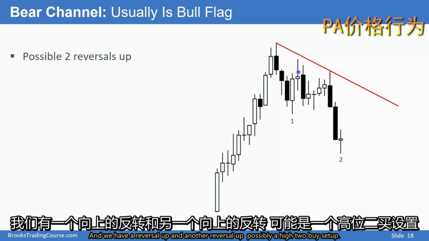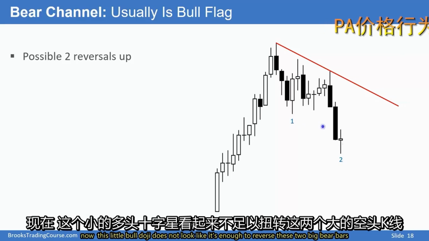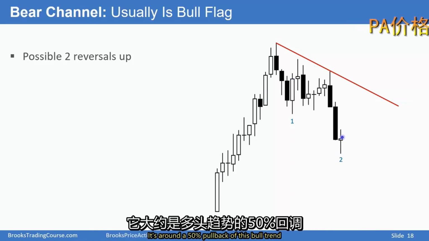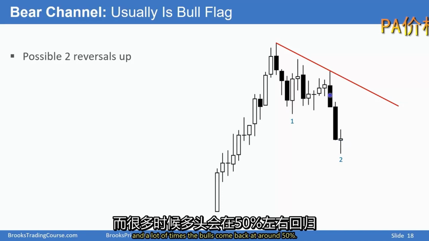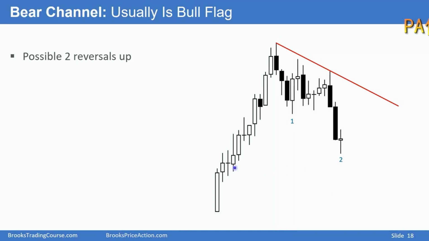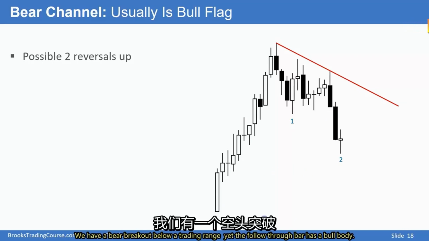And we have a reversal up and another reversal up. Possibly a high two buy setup, high one, and then second leg down, possibly high two. Right now, this little bull doji does not look like it's enough to reverse these two big bear bars, but it might be. It's around a 50% pullback of this bull trend, and a lot of times the bulls come back at around 50%.